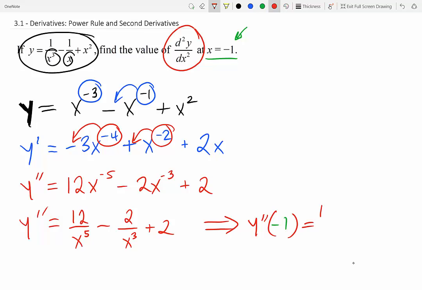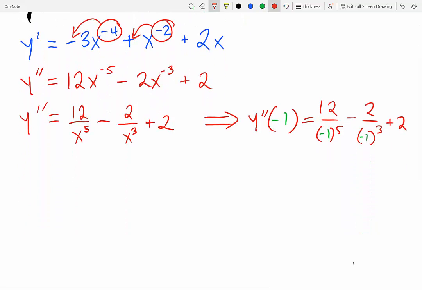So what do I have? I've got 12 over x to the 5th minus 2 over x cubed, finally plus 2. And there are going to be a couple of -1s being plugged into each of these x values. So in order to calculate this final answer, we just have to make sure we know what -1 is raised to different powers. So if it's raised to the 5th, that is going to give us a -1, meaning that first term is simply a -12.